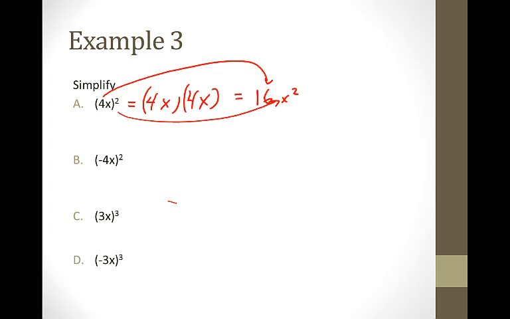So how about on this one? So we have a negative 4x squared. So what do we know from the last example about squaring negatives? We know the result's going to be positive. This is negative 4x times negative 4x, which is a positive. So I'm squaring negative 4, which is 16, and then we have x squared.